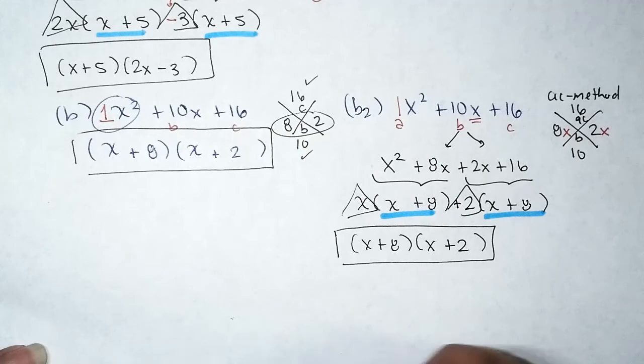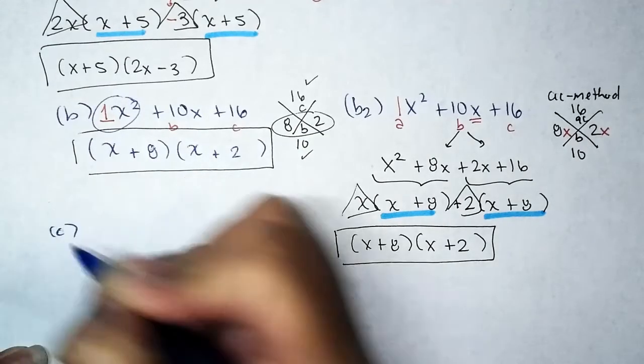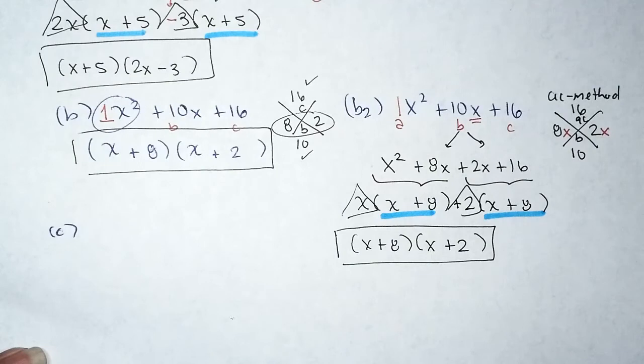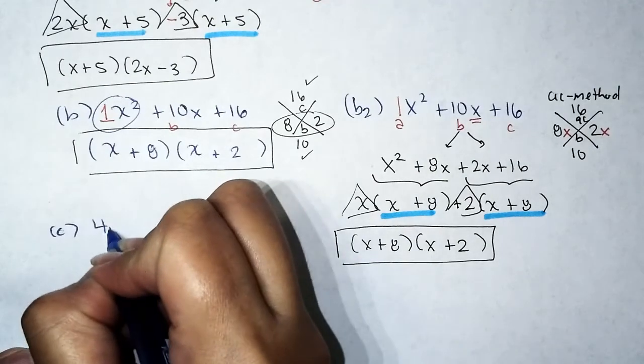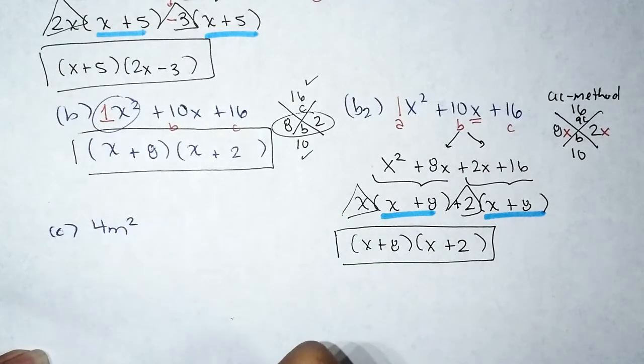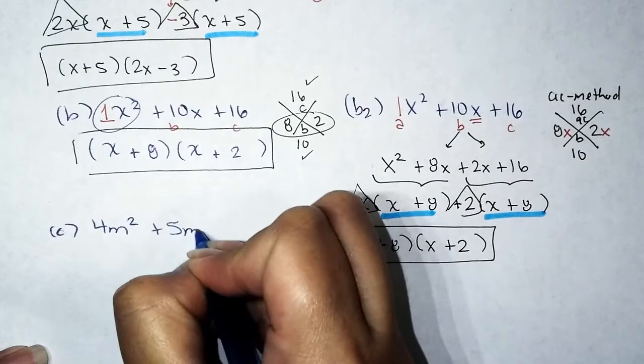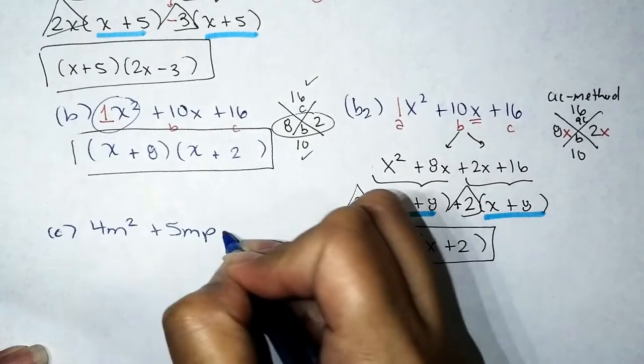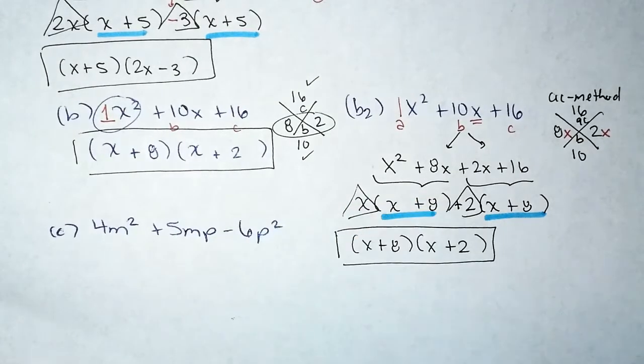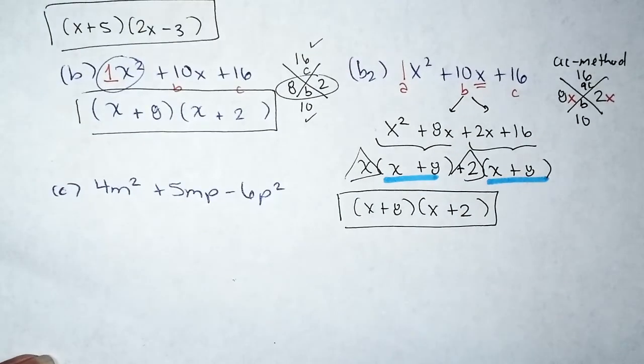Where am I? Problem C. So for problem C, we have, oh, something spicy. I didn't even wait for E. Okay, we have 4m squared plus 5mp minus 6p squared. Oh, this is pretty spicy. I know. It's because, you know what? I trust you. I know you can handle it right now.